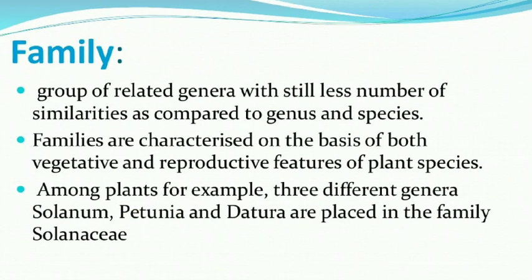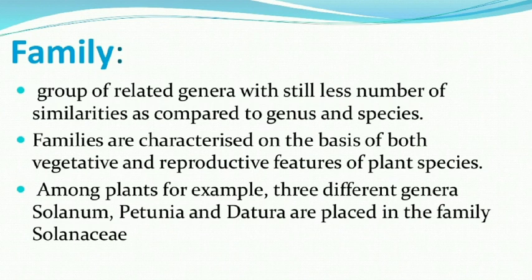Next is family. Family is a group of related genera with still fewer similarities as compared to the genus and species. Species, more similarities; genus, fewer similarities; family, still fewer similarities. And here the families are characterized on the basis of both vegetative and reproductive features of plant species. Families are framed based on both vegetative characteristics as well as reproductive. Vegetative means characters of root, stem, leaf, etc. Reproductive means the characters of the flower.